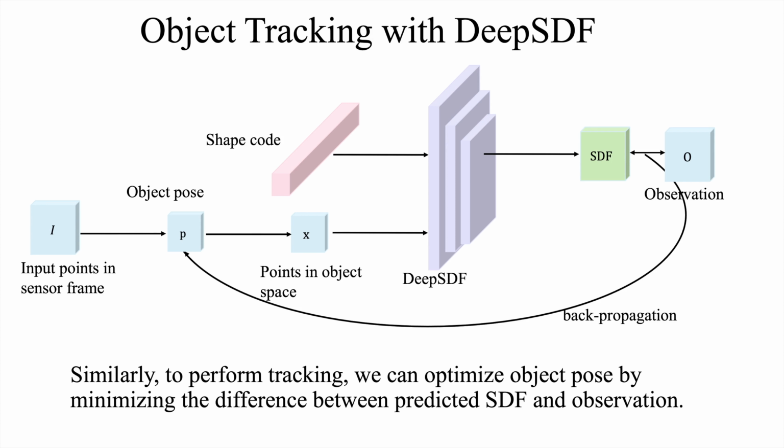Similarly, object pose also can be optimized with the DeepSDF. In detail, we first transfer point clouds to object space with the estimated object pose, and then we align the object pose by minimizing the difference between the predicted SDF and observation.